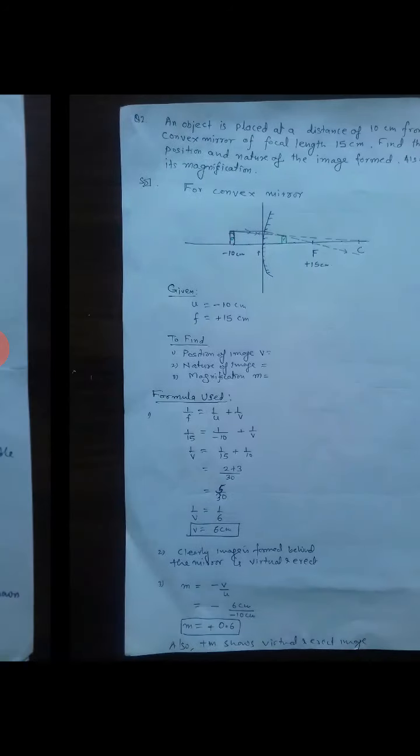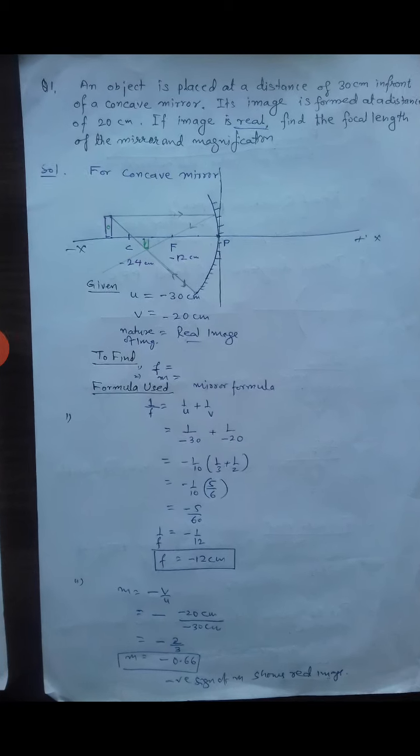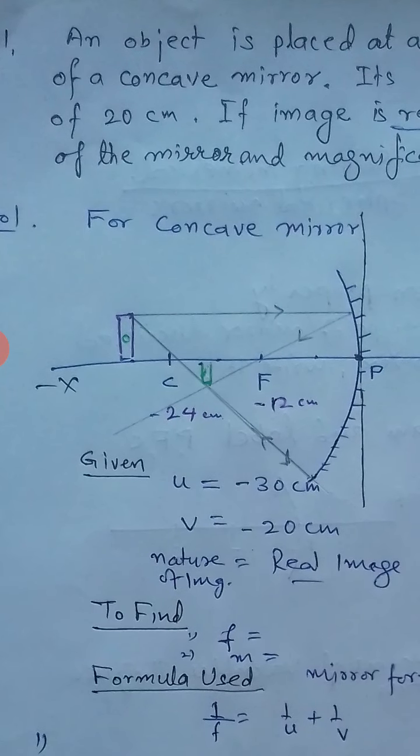So as you are aware, I told you that as per the format you have read the question and understood which word is discussed, concave mirror. Then you will draw the diagram, write given, to find, formula used in this order. As I have done here, you have to solve the numericals like this every time whenever you are doing a numerical. After writing this for concave mirror, you can see here the diagram is drawn for the concave mirror and labeled.